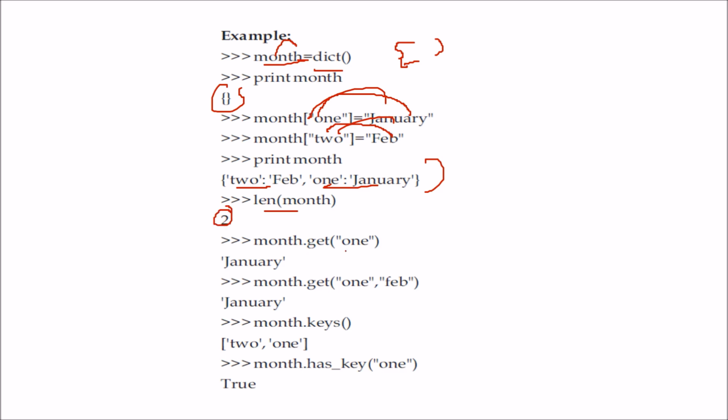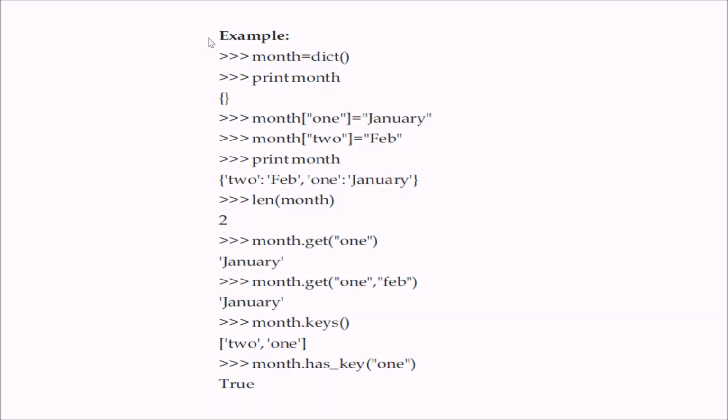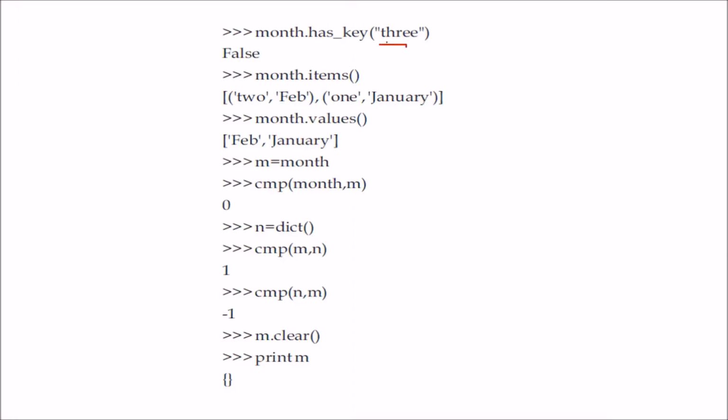When you say month dot get 1, 1 corresponds to this value, so January will come. Month dot get 1 Feb, 1 is there but Feb is not there, so January will come. Month dot keys, how many keys are there? 2 and 1 is going to come. Month has key 1, we are trying to find out whether 1 lies here or not. We say yes, true. Then month has key 3, because 3 is not there, only 1, 2 is there, it will give you false. Month dot items, so name value pairs will be shown. Month dot values, the values will be shown, Feb and January. M is equal to month, if you want to compare month with M, it will give you 0.